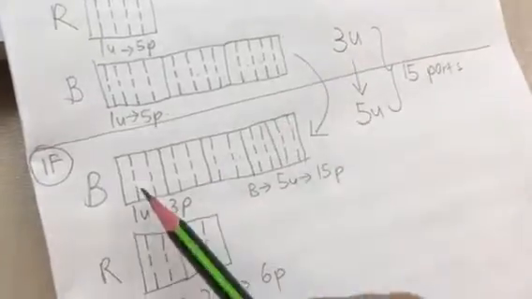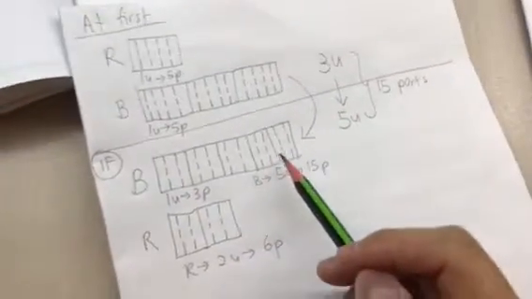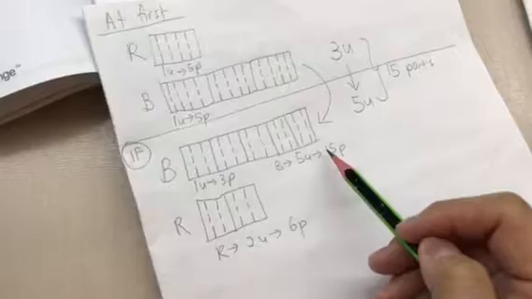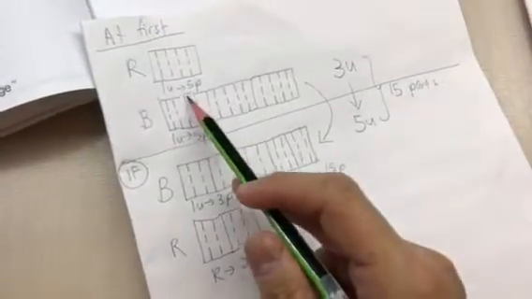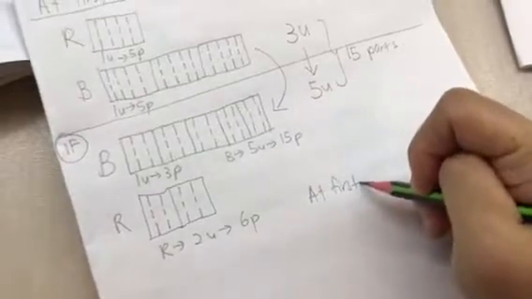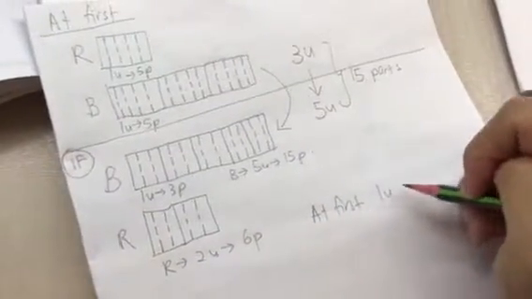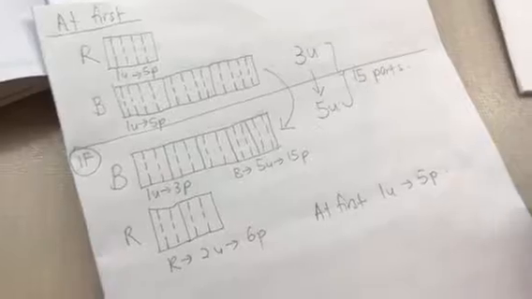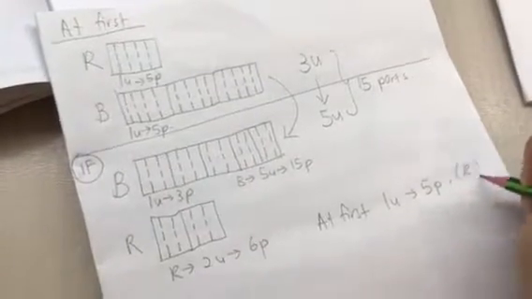Now you see, the blue has got 15 parts at first. And then after that, even when you buy some more of the red, the blue still no change. So it's still 15 parts. But the red has changes. At first, the red is 1U, which is 5 parts. Correct? This is for red.